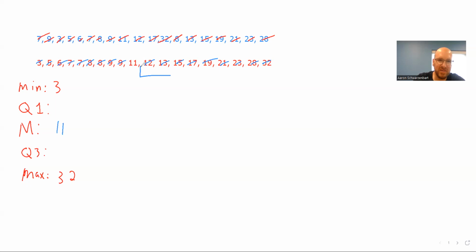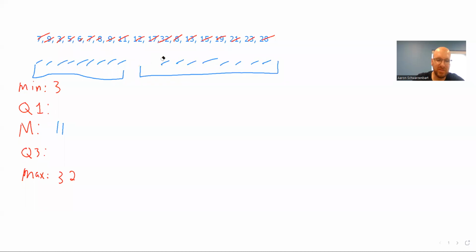Okay. Now, because I have a data set that's odd, quartile 1 is the median of the lower half. Quartile 3 is the median of the upper half. That's not what I wanted it to do. Okay, looks like I'll just have to do it in a different color. Apparently I thought I could erase this, but it doesn't look like it's going to.